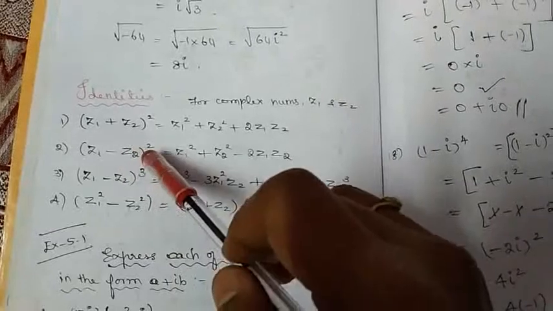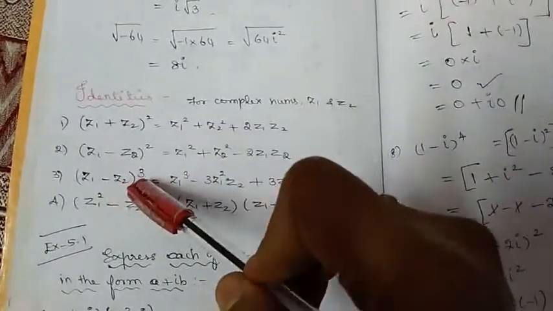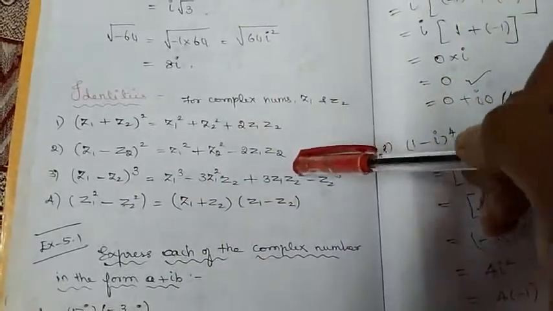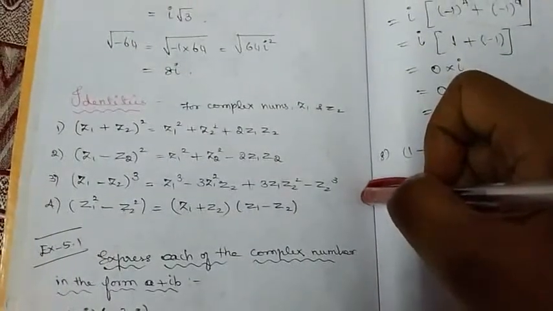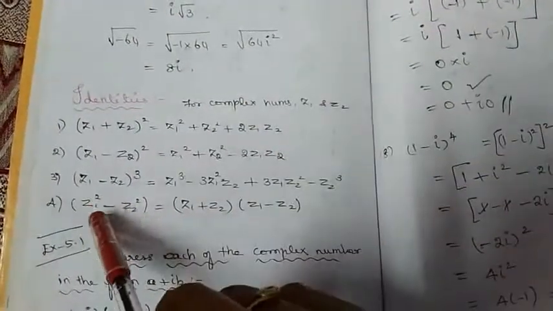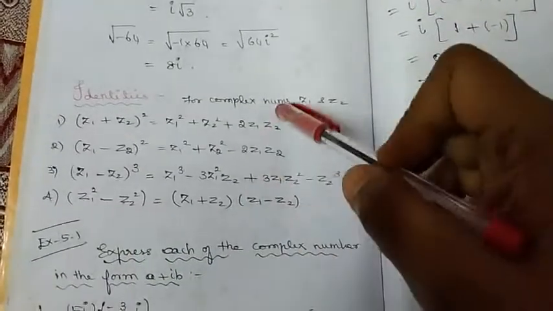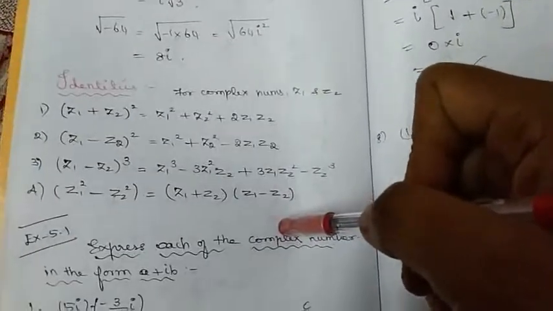(a − b)² = a² + b² − 2ab, (a − b)³ = a³ − 3a²b + 3ab² − b³, right? Then a² − b² = (a + b)(a − b). All these identities also hold good for any two complex numbers, right?